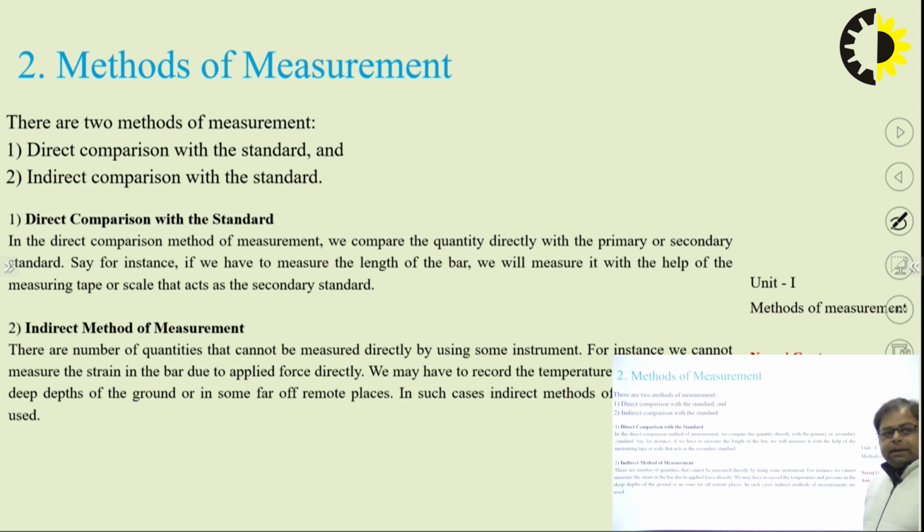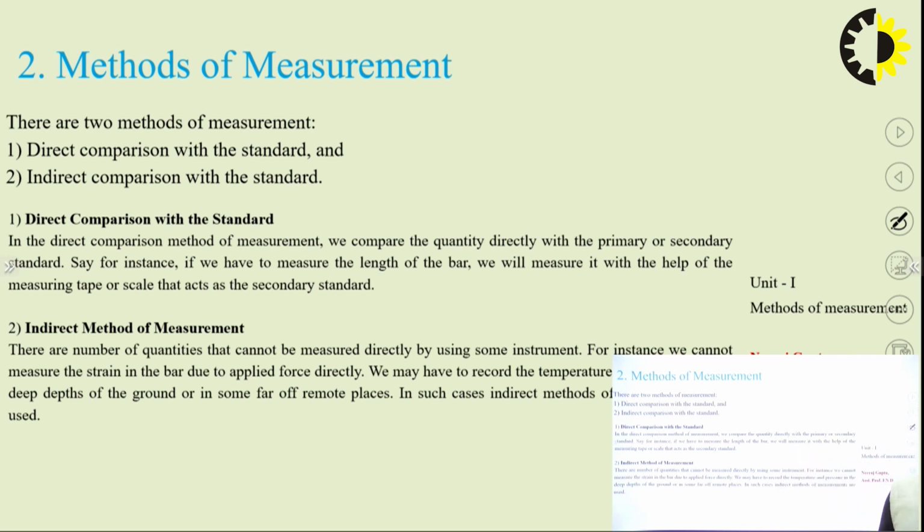Then comes the methods of measurement. Two specific methods can be described here: one is the direct method and another one is the indirect method. The direct method applies in case of visibility. In the direct comparison method of measurement, we compare the quantity directly with the primary or the secondary standard.